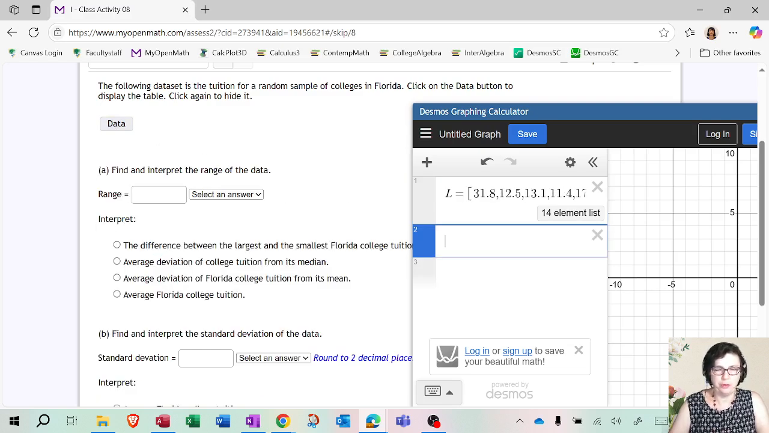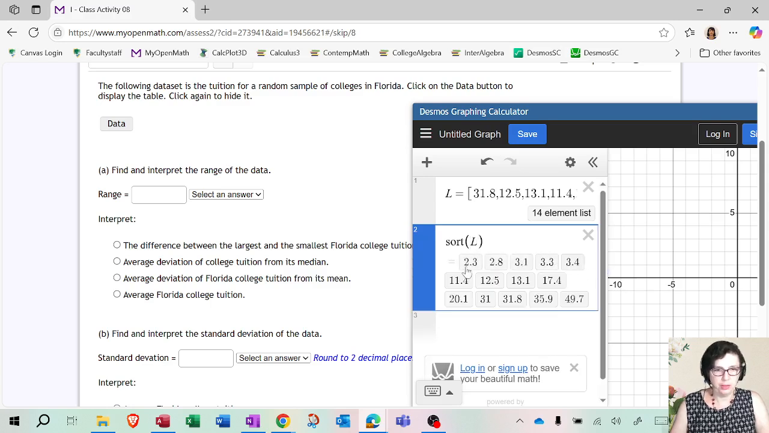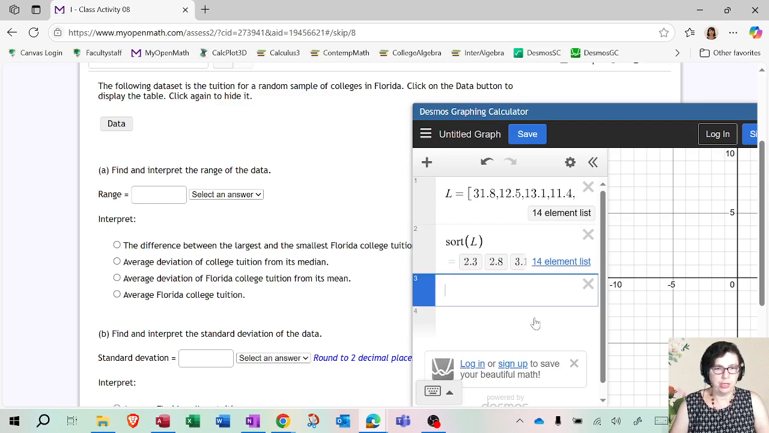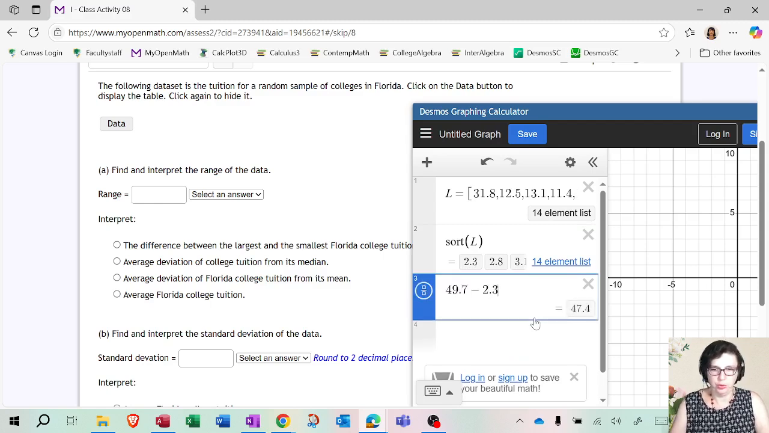Now, to find the range, there are two ways you can do it. One, you can use the sort. So if you use sort, that will show you the smallest and the largest value in the data set. So the smallest value is 2.3 and the largest is 49.7. So range is just the subtraction of the two. So if you subtract them, that's how you get the range.